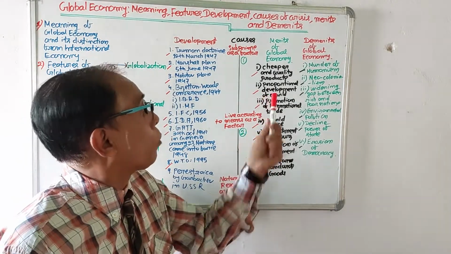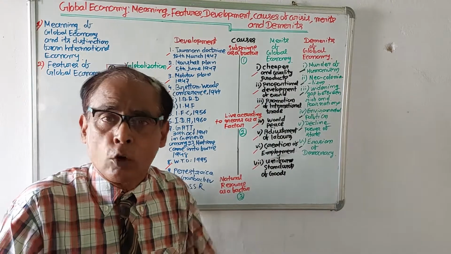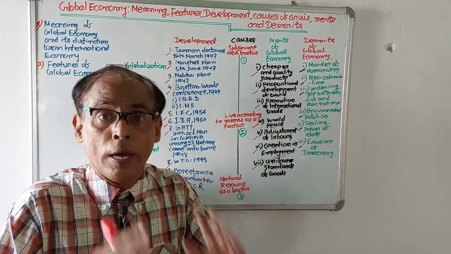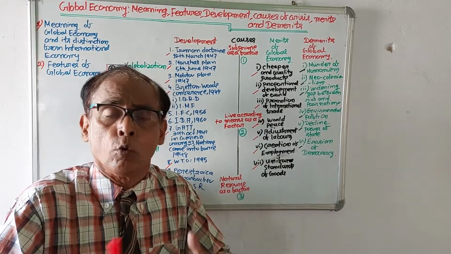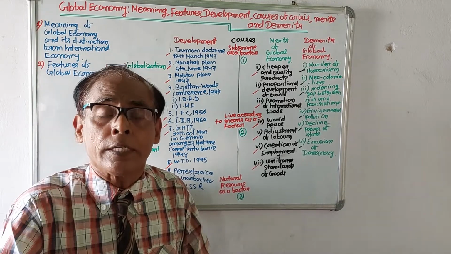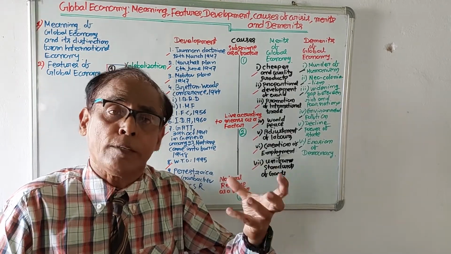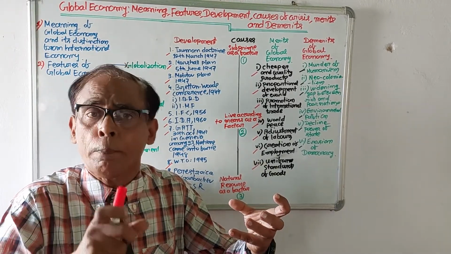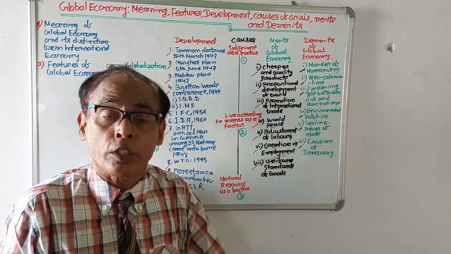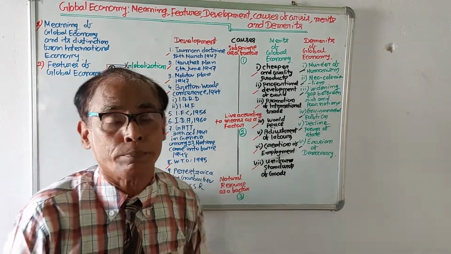Number two, proportional development of the world. By global economy, there will be proportional development of the world. In the global economy, rich nations will invest their money in poor nations. So simultaneously, rich nations' money will be utilized and there will be development of the poor nations. So there will be proportional development of the world. Both rich nations and poor nations will develop.